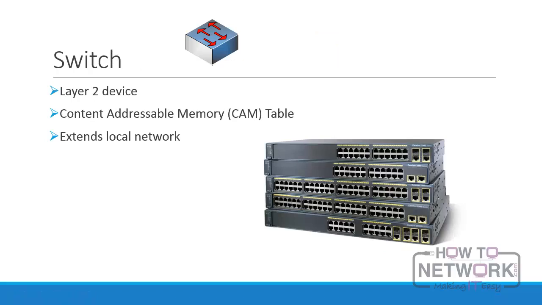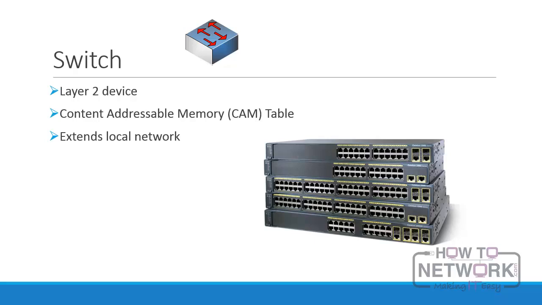A switch is a layer 2 device. When a packet arrives at the switch, its source MAC address is recorded in the switch's CAM table, Content Addressable Memory. The CAM table simply records the MAC address of the computer plugged into each port. So when the switch receives a unicast, one-to-one communication, it only sends that traffic to the port that the target of the communication is plugged into.